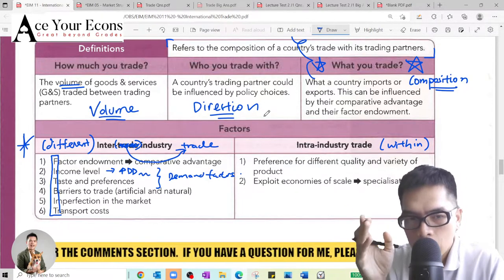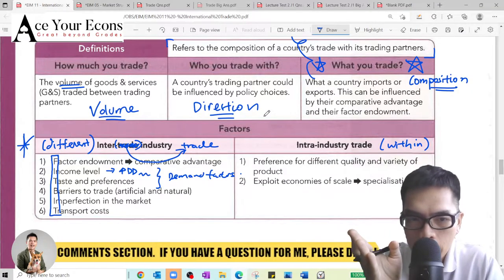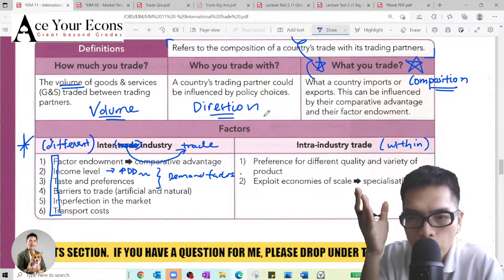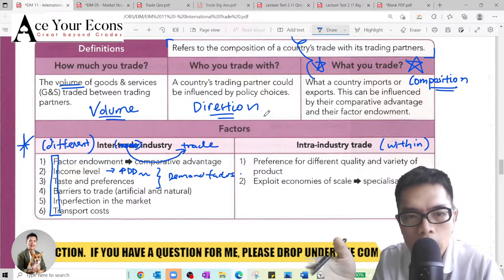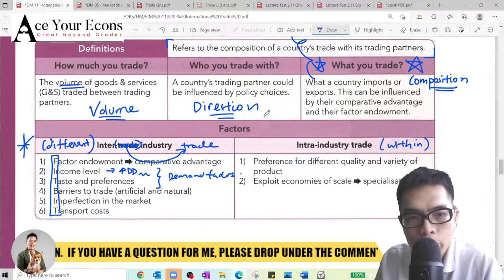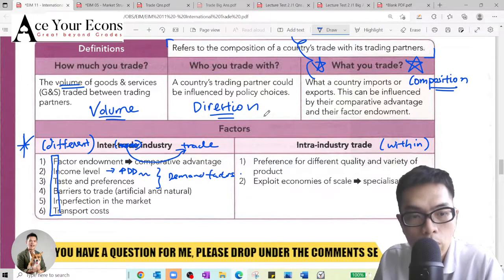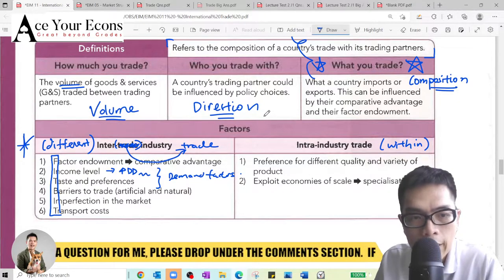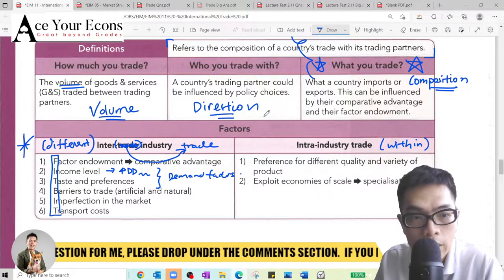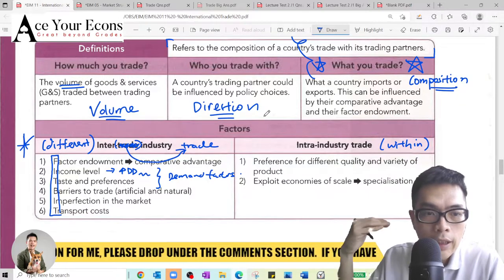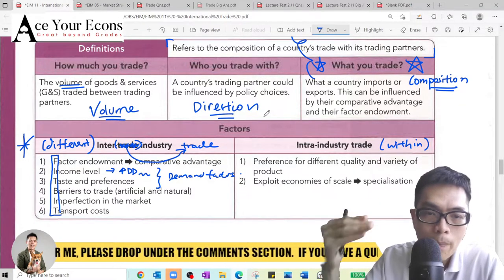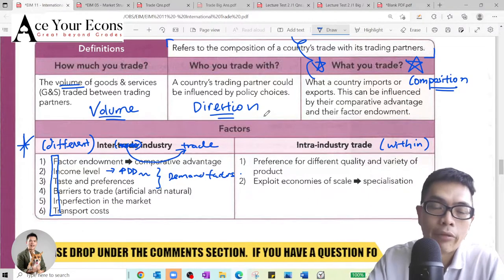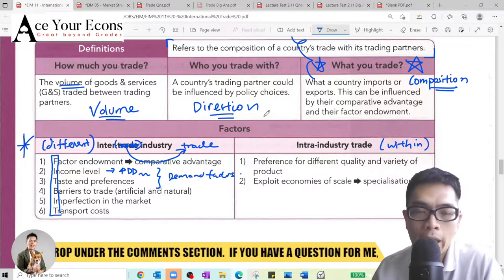So for instance, if you realize what Singapore has been doing, remember when the war broke out between Ukraine and Russia, Singapore was one of the few countries that stepped out immediately to denounce the war, right? And part of denouncing the war includes a sanction that's imposed on Russian firms. So you can see that when there are trade sanctions or trade barriers imposed on a country, this will affect the direction directly. I'm not interested in buying or selling goods with you.